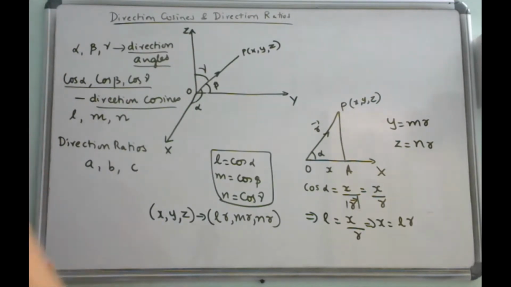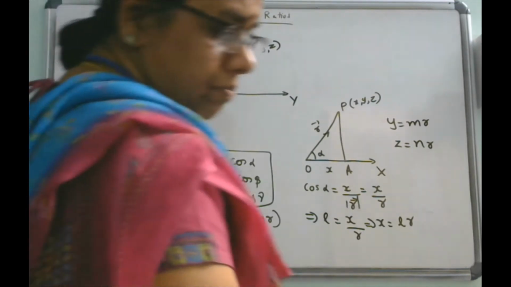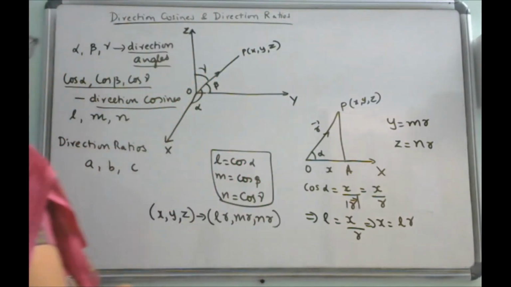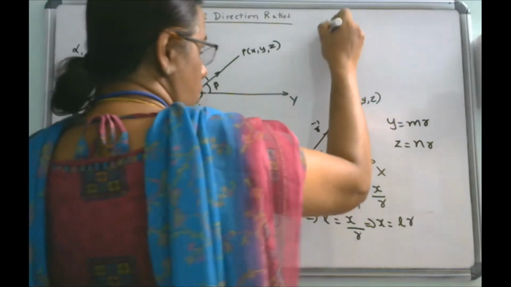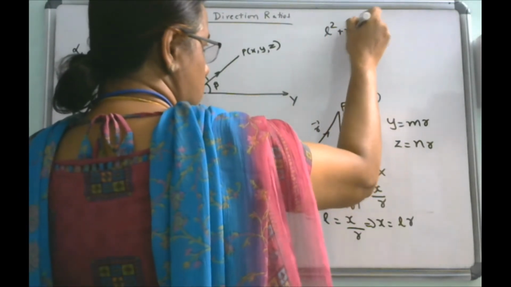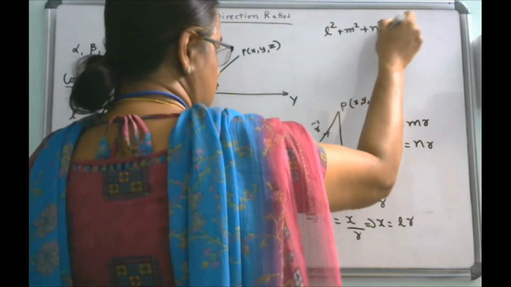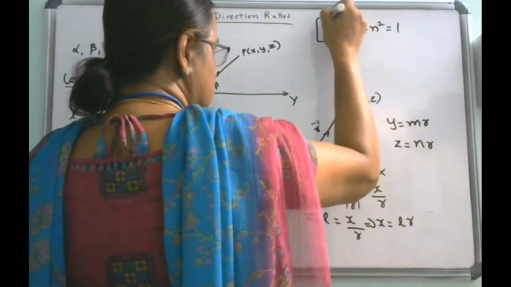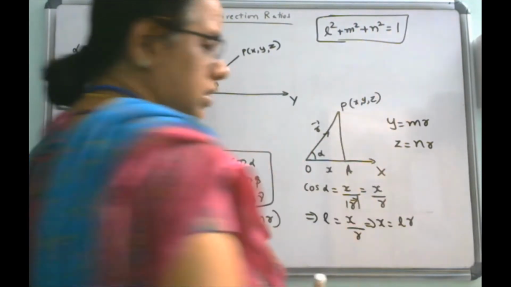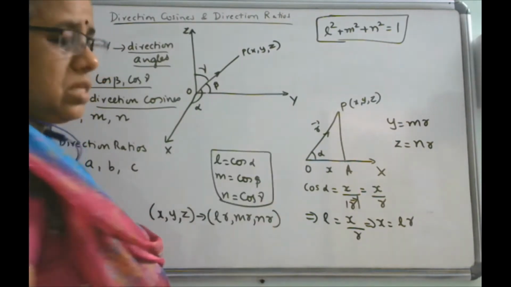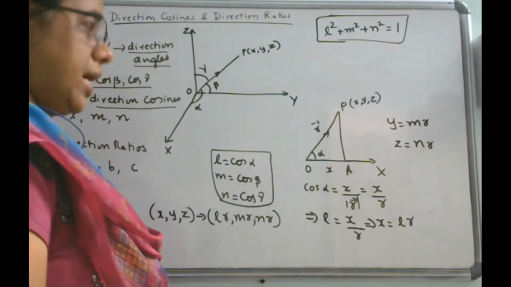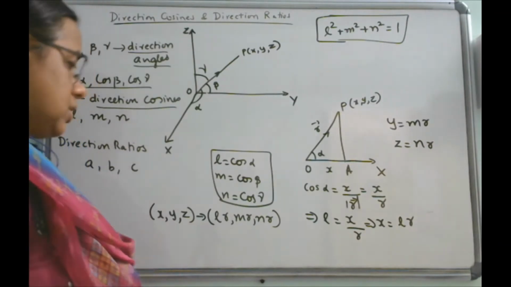And there is a major result connecting these direction cosines, which you have to know: the value of L square plus M square plus N square is equal to 1. You don't have to learn the proof and all, just learn the result only. L square plus M square plus N square is equal to 1.